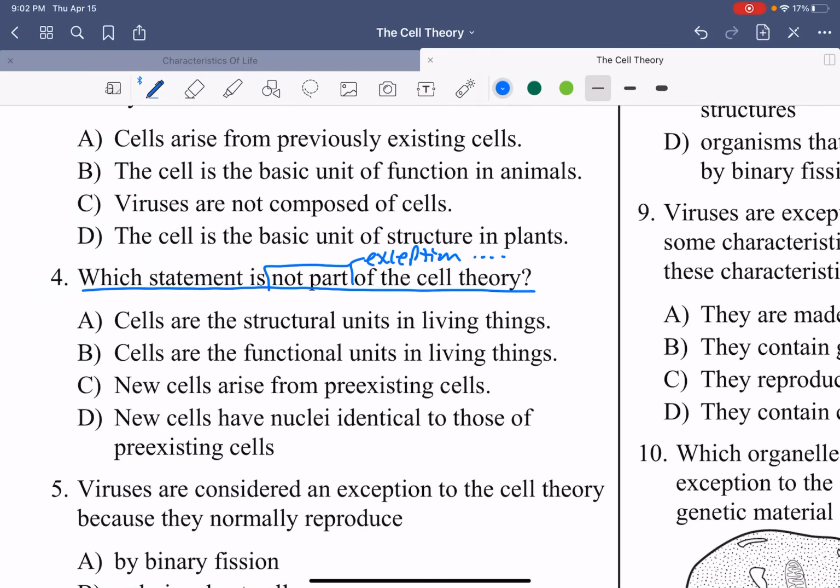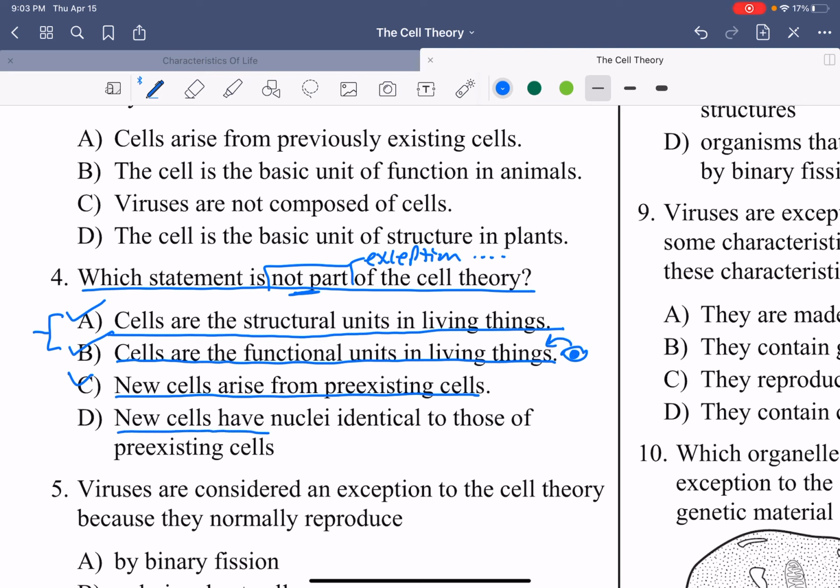Which statement is not part of the cell theory? Let's see. Cells are the structural units in living things. Okay, not part, right? So this is part. Cells are the functional units in living things. Yeah. New cells arise from pre-existing cells. Yes, and these two sound alike. So I'm going to keep my eye on B. New cells have nuclei identical to those of pre-existing cells. So this is incorrect.